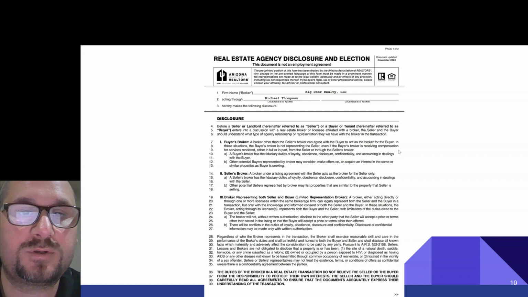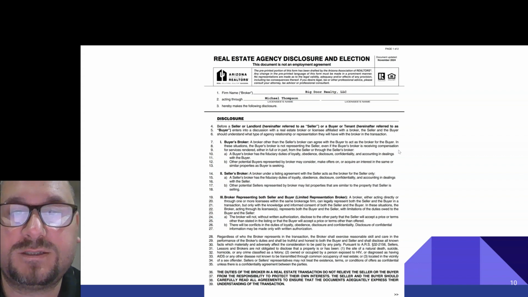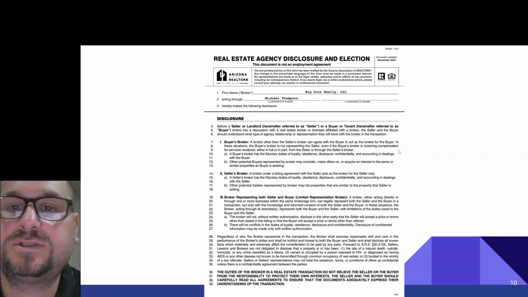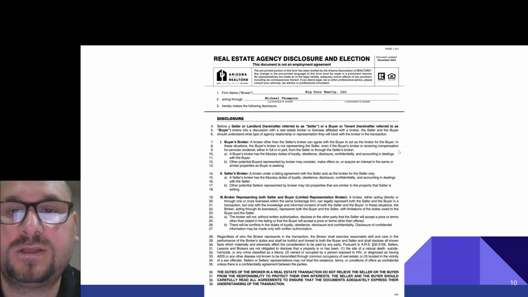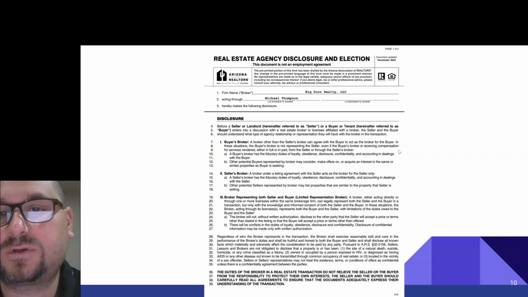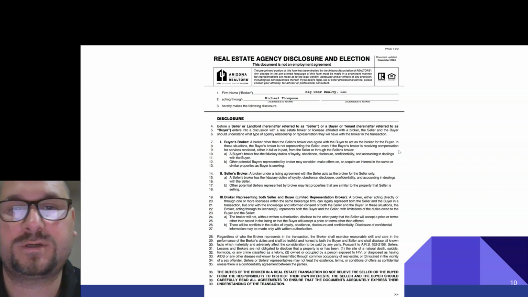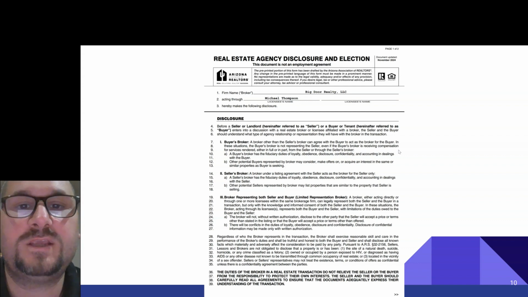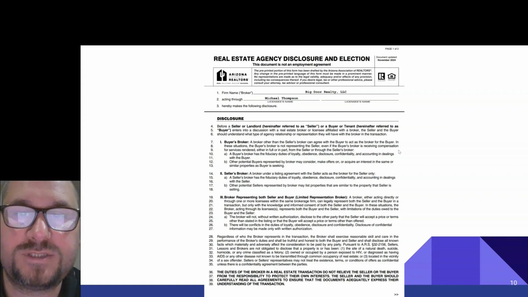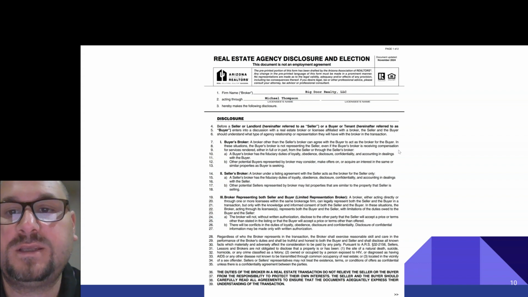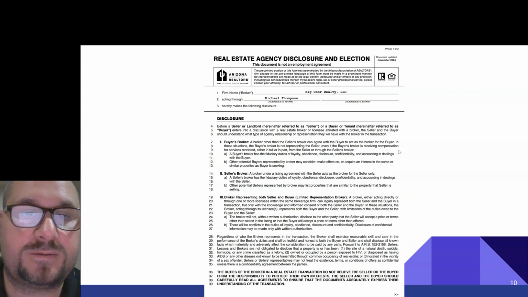So number 1, buyer's broker. The broker, often the seller's broker, can agree with the buyer to act as the broker for the buyer. In these situations, the buyer's broker is not representing the seller, even if the buyer's broker is receiving compensation for services rendered, either in full or in part, from the seller or through the seller's broker. A buyer's broker has the fiduciary duties of loyalty, obedience, disclosure, confidentiality, and accounting in dealings with the buyer.